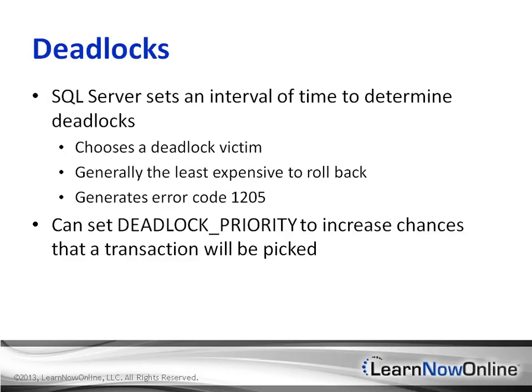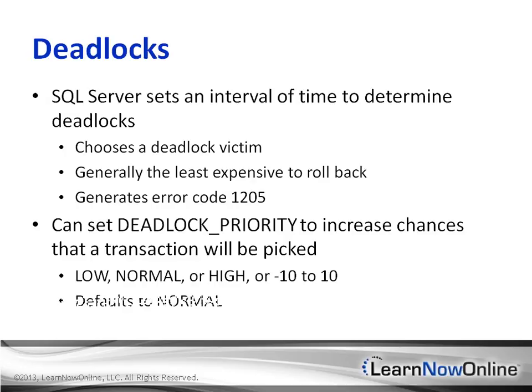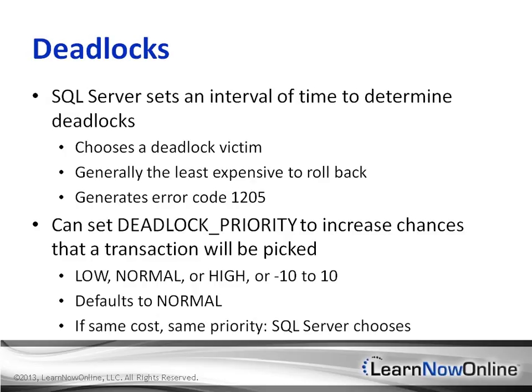But the numeric values provide a wider range of options. Most of the time, though, the 3 named levels are quite adequate for handling the situations. And the deadlock priority defaults to normal. And then SQL Server chooses a random victim when 2 sessions have the same deadlock priority and the same cost in rolling back the transaction.